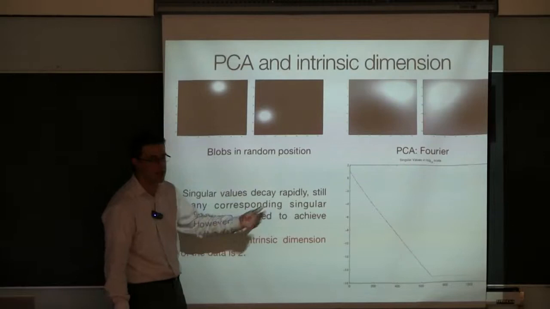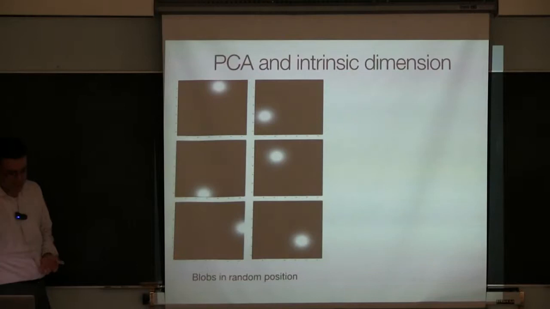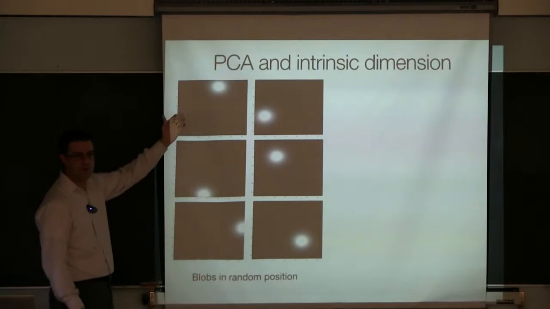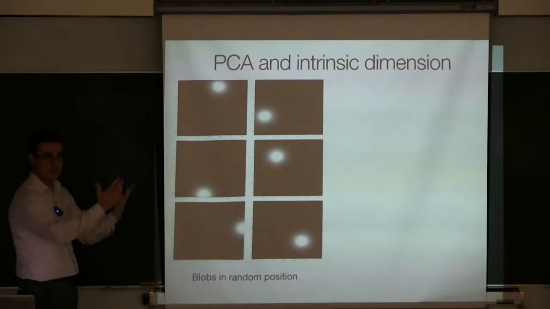This is essentially the Fourier expansion of a Gaussian, so you would expect exponential decay. There is one problem, though. If you think about this data set, it lies in 4,000 dimensions, but the number of degrees of freedom here is certainly not 4,000. In fact, it's 2, because if I tell you what the center of the blob is, you know the picture. I mean, the blob is always the same, so if you know the blob and I tell you the center, you know the picture.